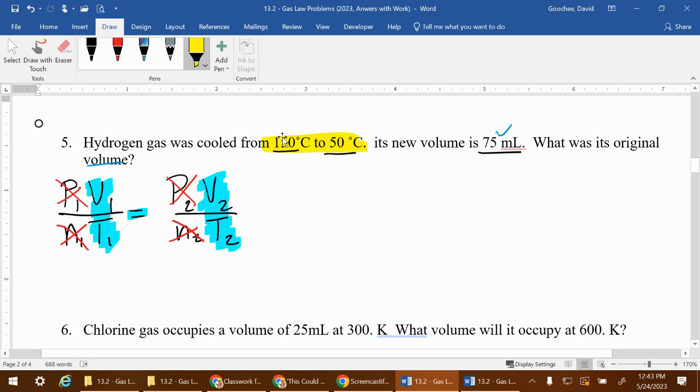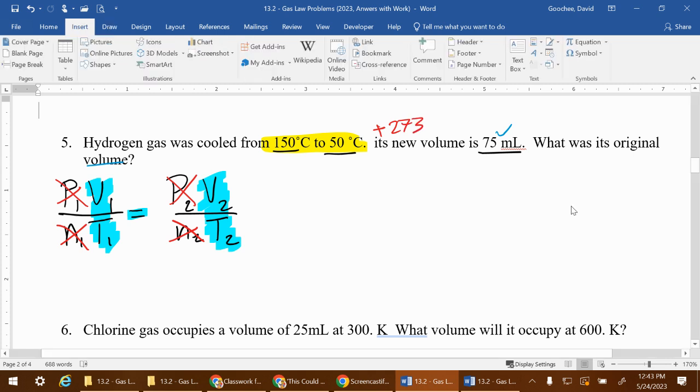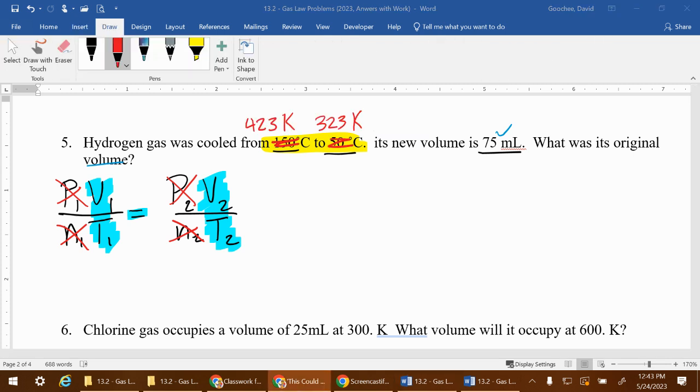So I am going to take a moment and convert these to Kelvin by adding 273. One moment. All right, so it wasn't 150 Celsius, it was 423 Kelvin. And it wasn't 50 degrees Celsius, it was 323 Kelvin. These are the temperatures that we need to use. You cannot use Celsius. All right, so now we're going to plug in and get to work on this.